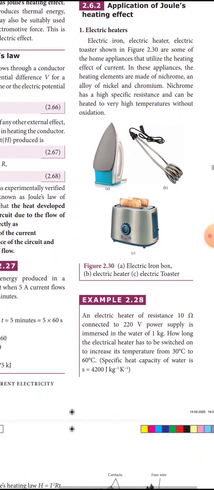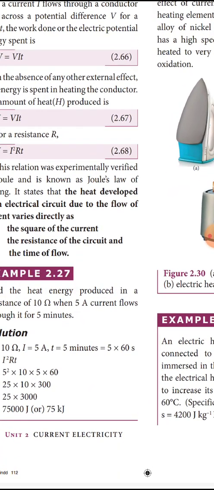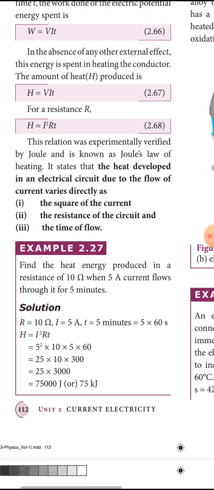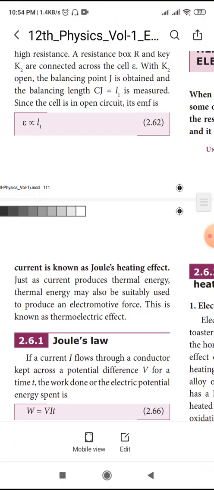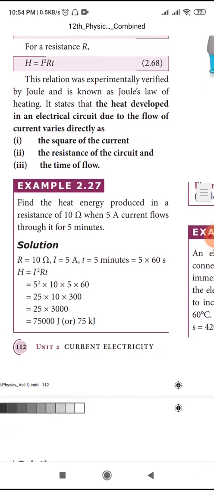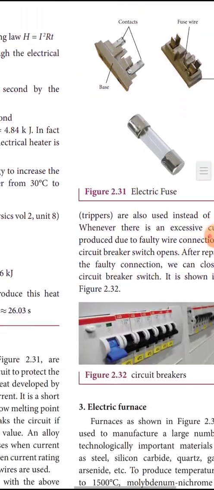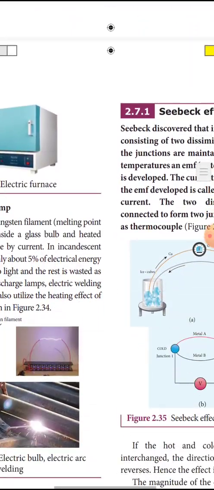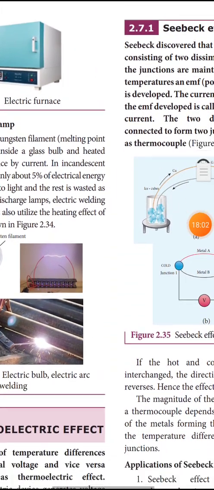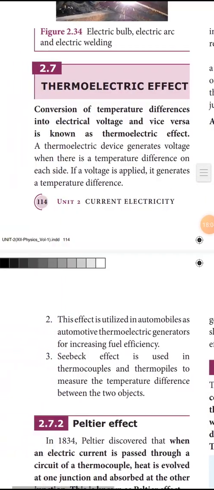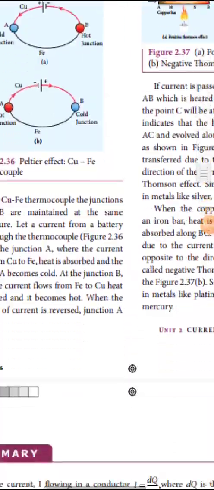Next, you have the heating effect. Here Joule's law is important. That is, the heat developed in an electrical circuit due to the flow of current varies directly as the square of current, the resistance of the circuit and the time of flow. That is, H is equal to I square R t. And so here some applications are given, and you have to read the 2 mark Seebeck effect, Peltier effect and Thomson effect.